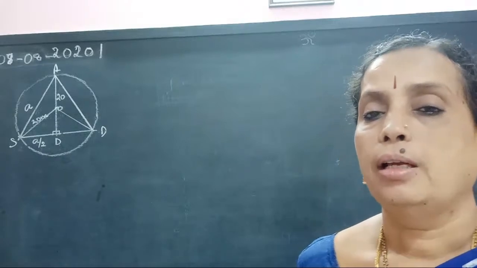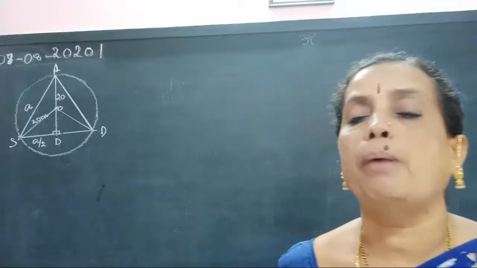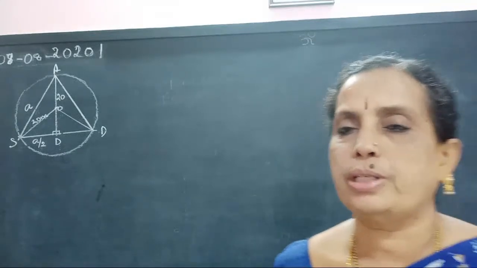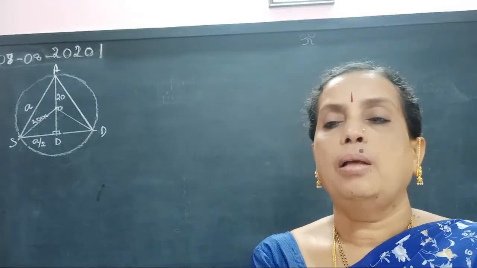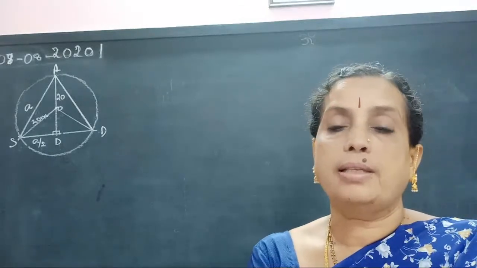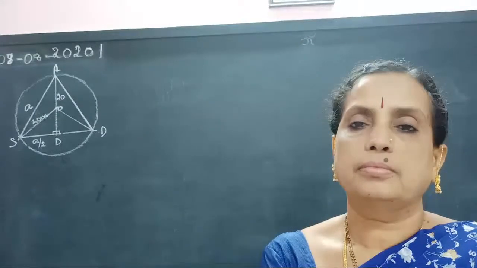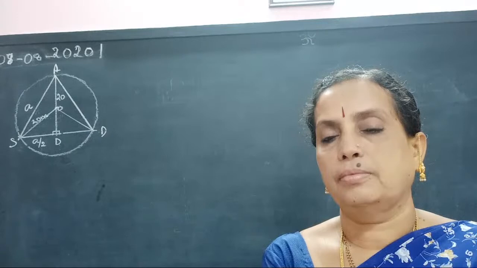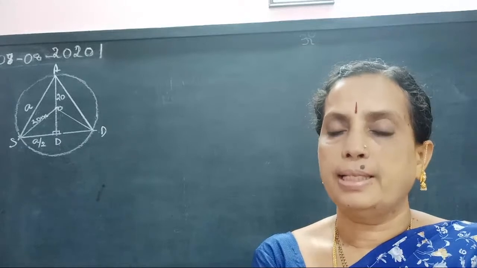And we consider an equilateral triangle. The altitude of an equilateral triangle is root 3 by 2 A. Listen to the explanation, don't send any message now. The altitude of an equilateral triangle bisects the base. So when we consider A as the side of an equilateral triangle, when I say stop, please don't send any message. Listen to the explanation.